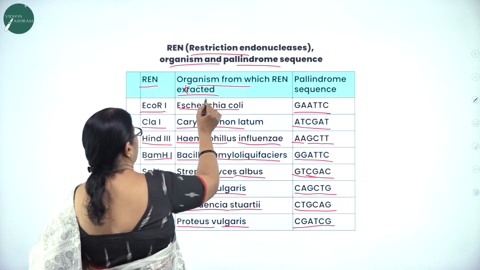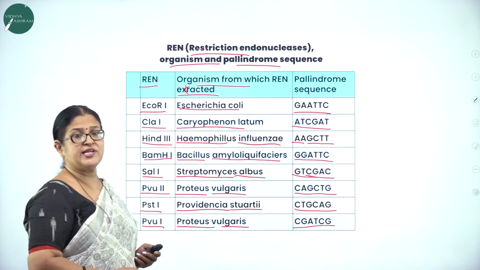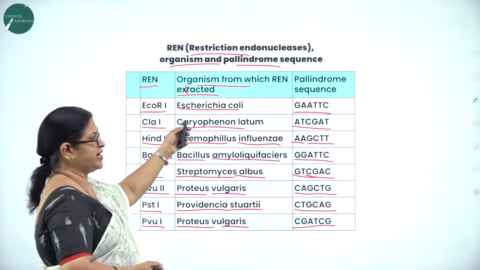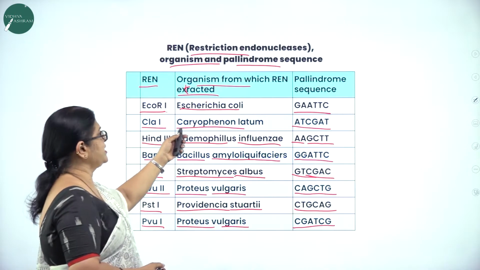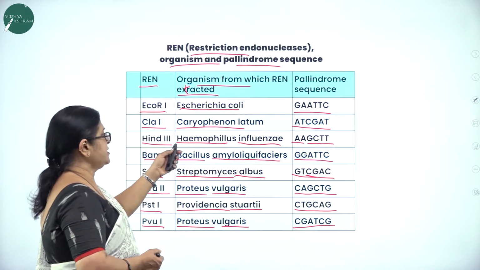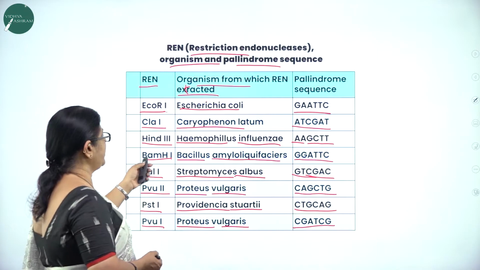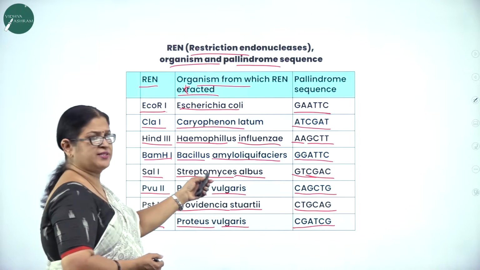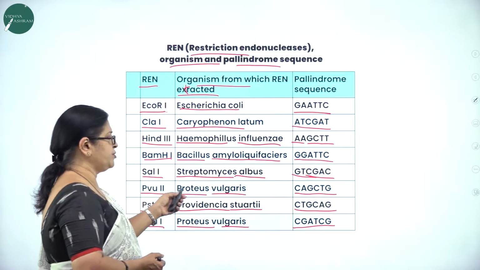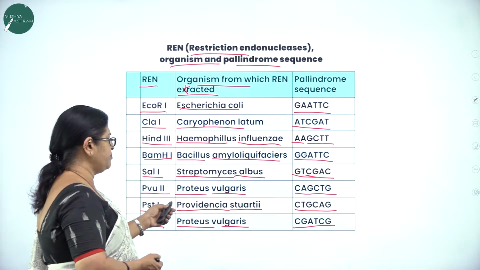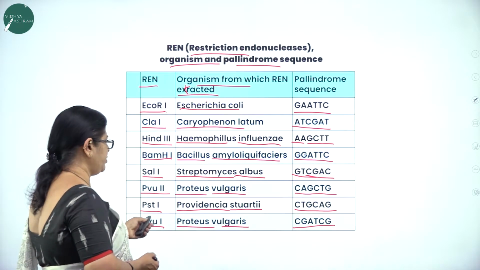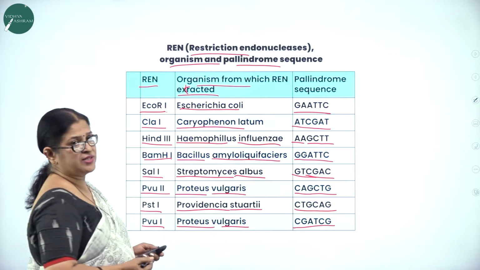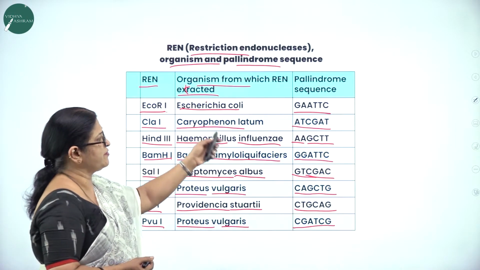So these are the names of the organisms, and these are the restriction endonucleases extracted from them. So E. coli, Escherichia coli, then ClaI, HindIII, that is Haemophilus influenzae, then BamHI, Bacillus liquefaciens, then SalI, Streptomyces albus, then PvuII, Proteus vulgaris, then PstI, Providencia stuartii, then PvuI, Proteus vulgaris. So these are the restriction endonucleases, the organisms and the palindromic sequences.